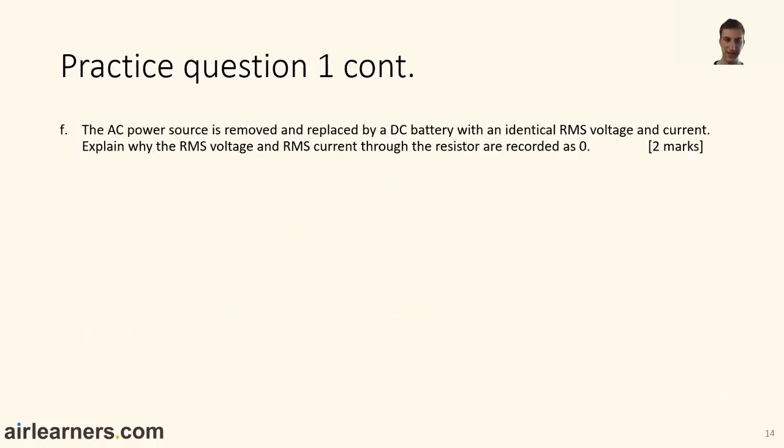Last question: the AC power source is removed and replaced by a DC battery with an identical RMS voltage and current. Explain why the RMS voltage and RMS current through the resistor are recorded as 0. 2 marks, should not take you any longer than 2 minutes. You can have a go at that now.